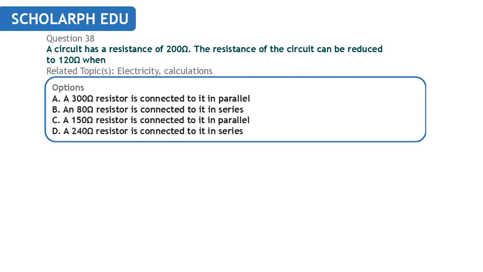Next, also on calculation, on electricity, has to do some calculations. A circuit has a resistance of 200 ohm. The resistance of the circuit can be reduced to 120 when.